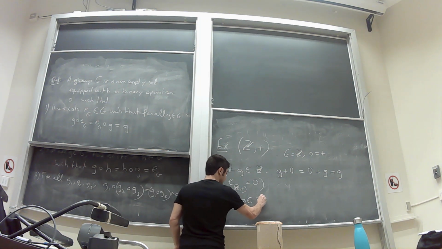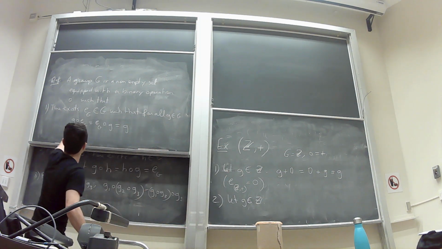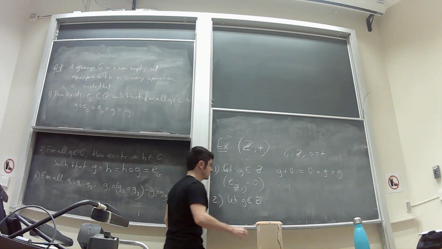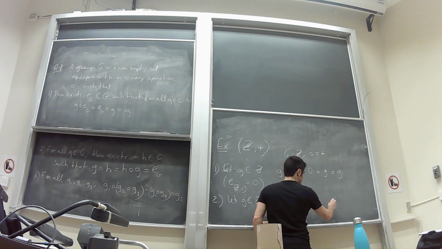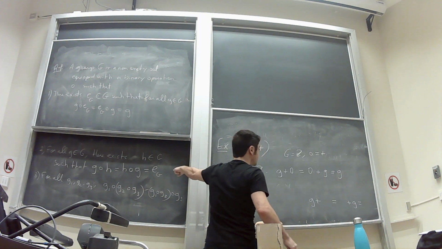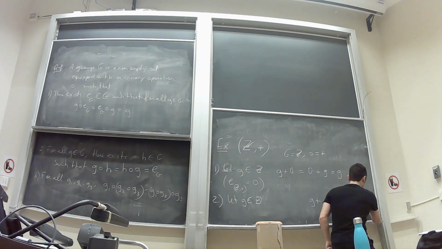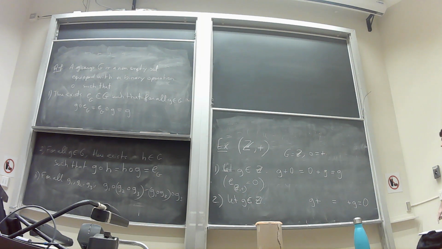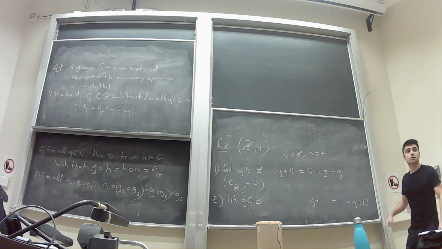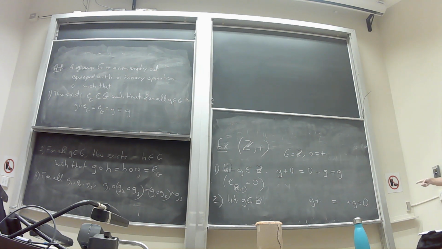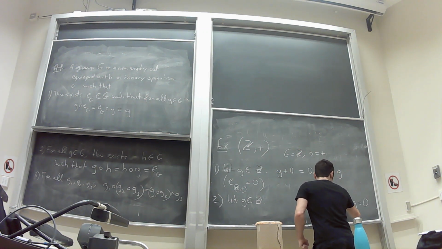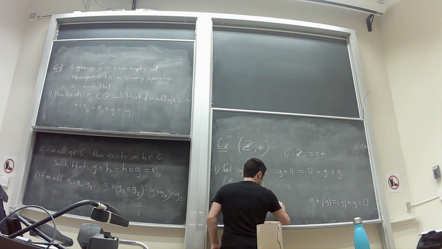Okay, 2. Let G be in Z. I need to find an element in Z such that, what's my E sub G here? It's 0. I need to find an element in Z such that G plus this element is equal to this element plus G is equal to 0. Can I do that? Yes. What can I pick for this element? Minus G. Then minus G belongs to Z.